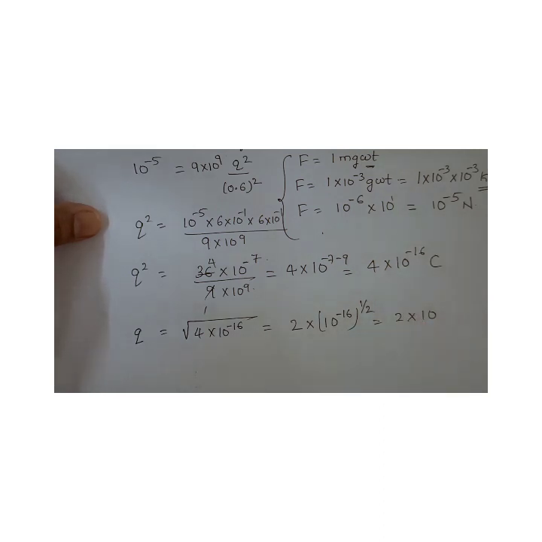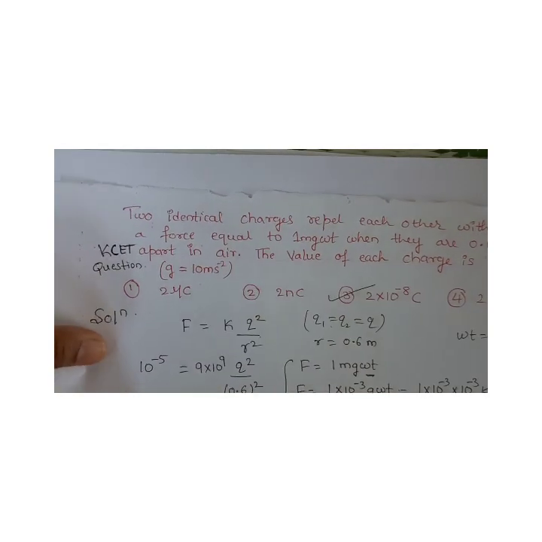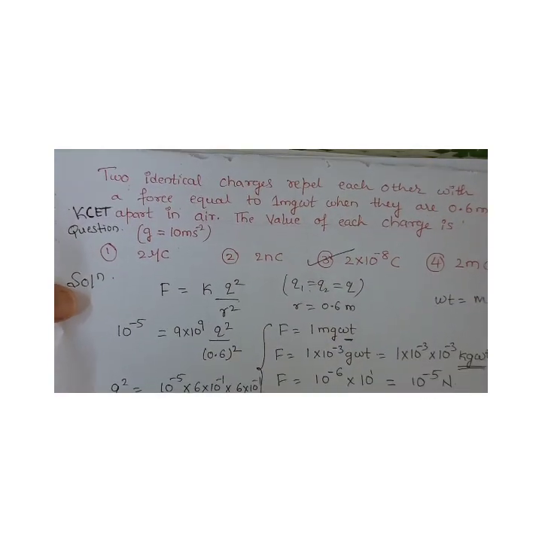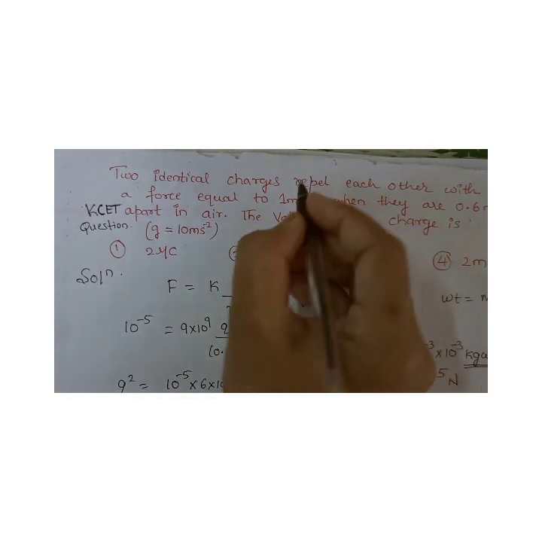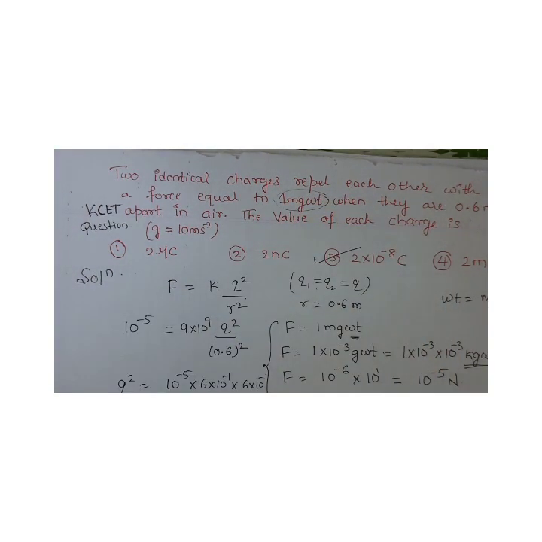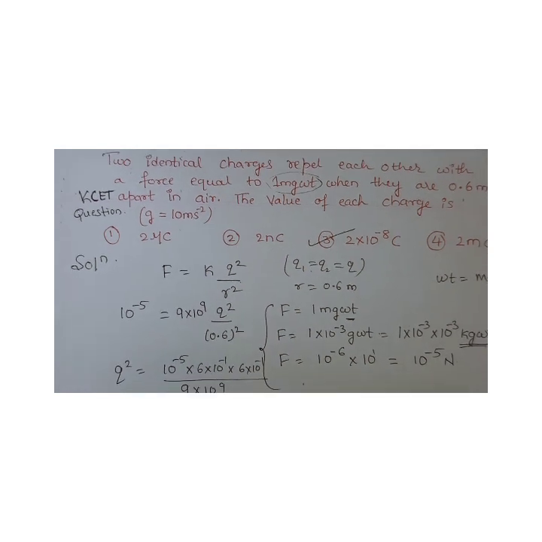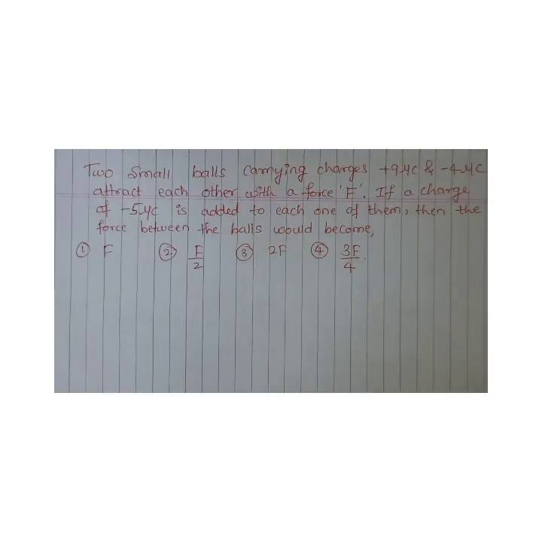Okay, so 2 into 10 raised to, I'm just showing you, you can't sit and do all this, directly you have to solve it. 16 by 2, 16 half, minus 8. So your right answer would be 2 into 10 raised to minus 8 Coulomb. Okay, so that's very simple, but you should know how to resolve it. Okay, so this is one of the KCET solutions.